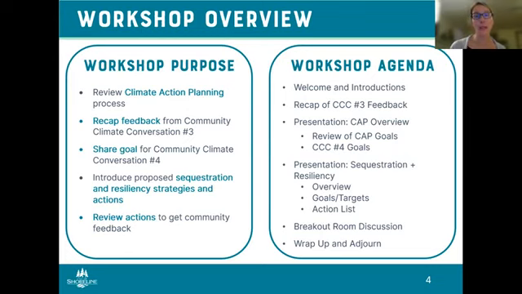Share the collective goal around this conversation tonight: introducing proposed sequestration and resiliency strategies and actions, and then doing a deeper dive into reviewing those particular associated actions to get community feedback from you all, in terms of anything you want to change, any gaps that you're seeing. And so how are we going to get there?